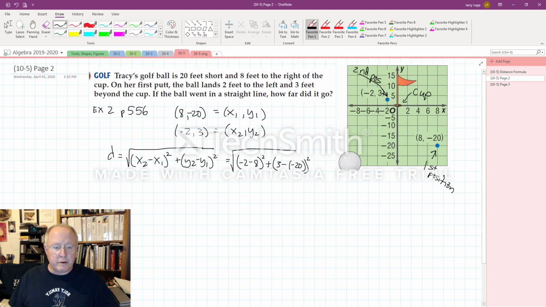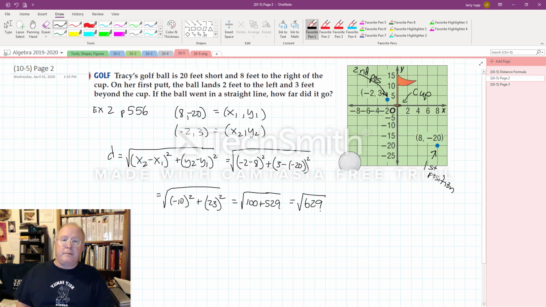and that quantity squared. Okay, so coming down here and simplifying the terms under the radical, negative 2 minus 8 should give you negative 10, quantity squared, plus 3 minus a negative 20 gives you a positive 23 squared. Okay, so this becomes the square root of 100 plus 529, which is equal to the square root of 629.